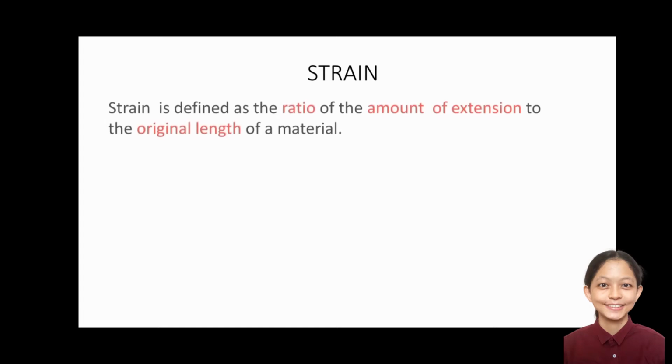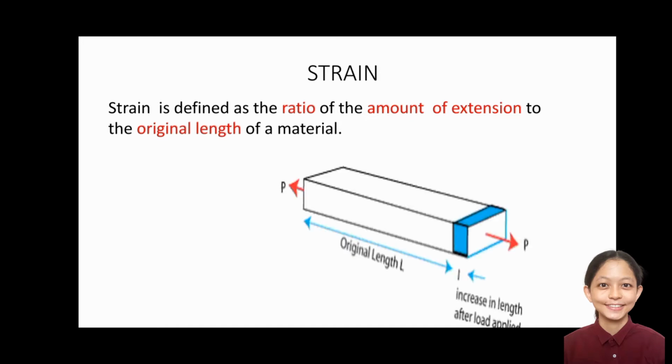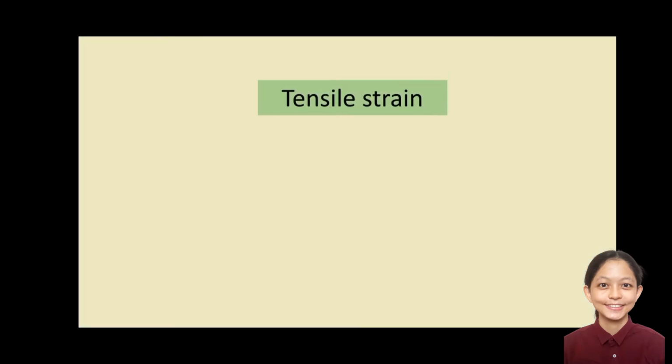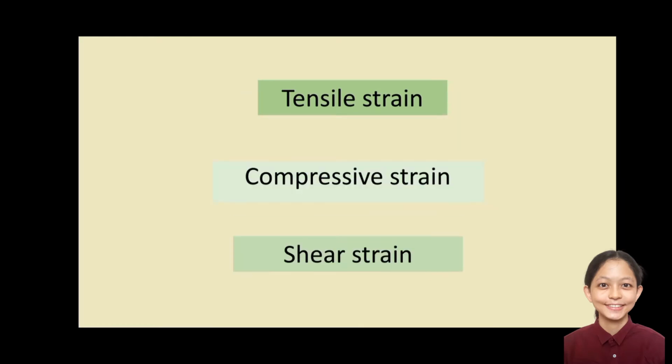Strain. What is strain? Strain is defined as the ratio of the amount of extension to the original length of the material. There are different types of strain: tensile strain, compressive strain, and shear strain.